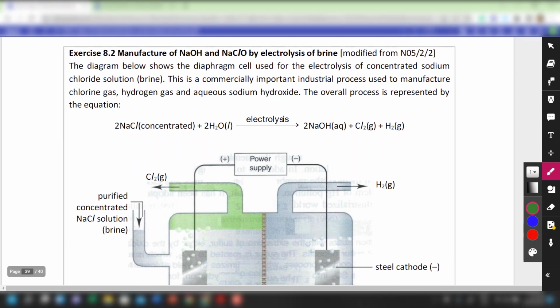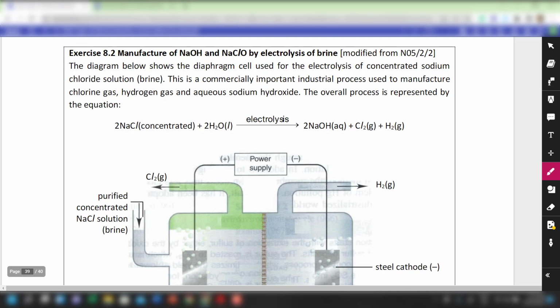Okay, it's another process which is not exactly directly in your syllabus, but you can use your knowledge to apply and work on the question. I think in secondary school you have worked on something like this before. Okay, so this is to manufacture sodium hydroxide and sodium chlorate once via electrolysis of brine. So it's a modified question from the past A level, okay, in 2005.